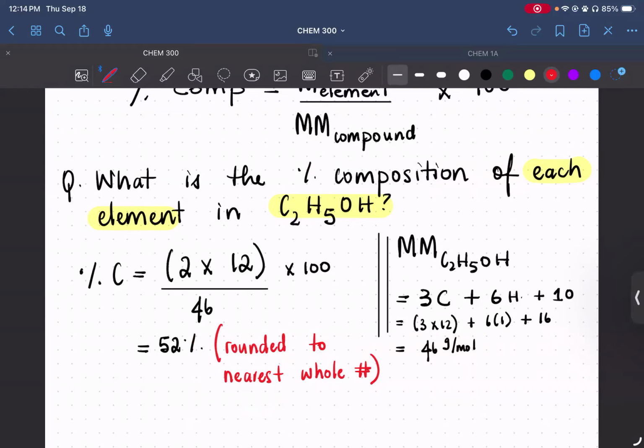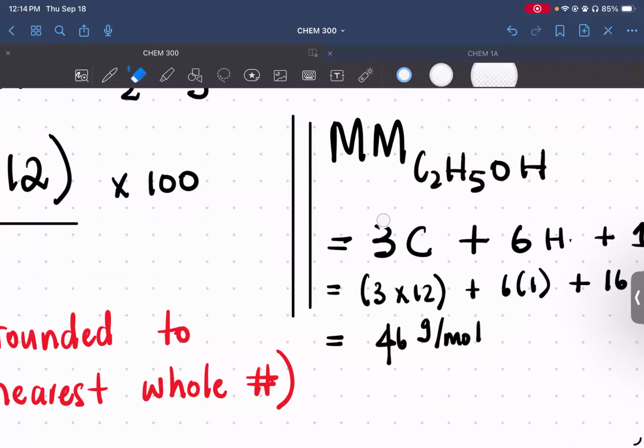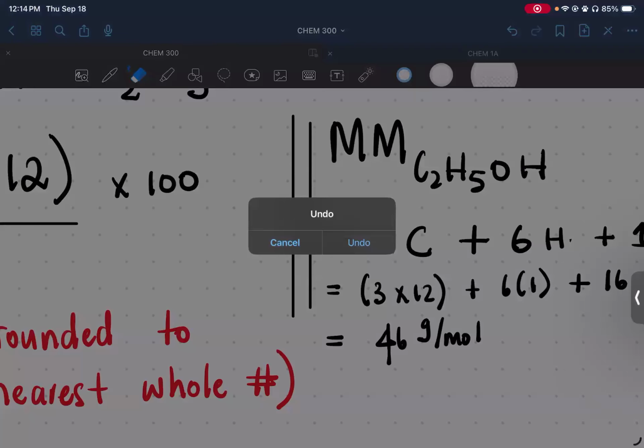Oh, did I make another mistake? I did make another mistake. So it should be 2 carbons. Oh, that's actually a very good catch. Oh my God, I completely forgot about this.